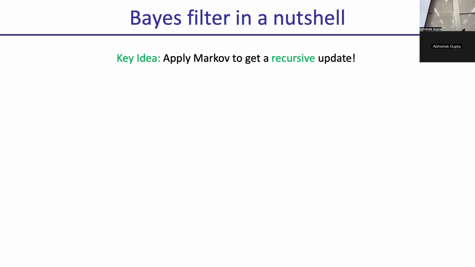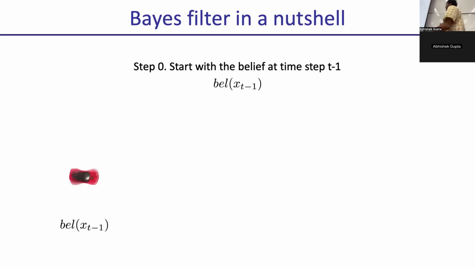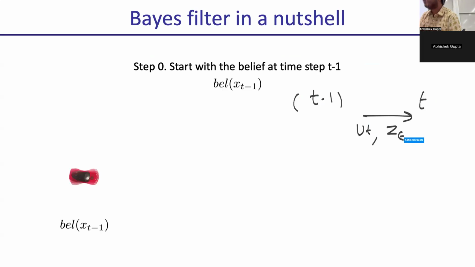And so the key idea in the Bayes filter is to break it up into two steps, right? We're going to start with our belief at x_{t-1}, and then break it up into two steps: one where we incorporate a new action and one where we incorporate a new measurement, right? If you look at the difference between time step t-1 and time step t, what changes? You took an action and you got a measurement, right?